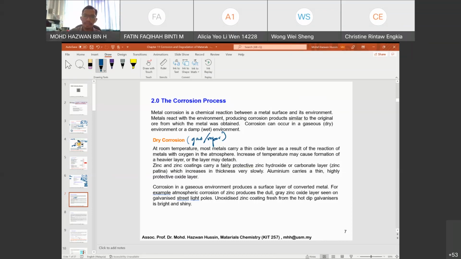So what does it mean? For this dry corrosion, for example, you can see a street light pole. The environment can sometimes be very humid and contain more oxygen, so it attacks the strip poles or the galvanized steel, making it become oxidized, and the appearance will be slightly dull.